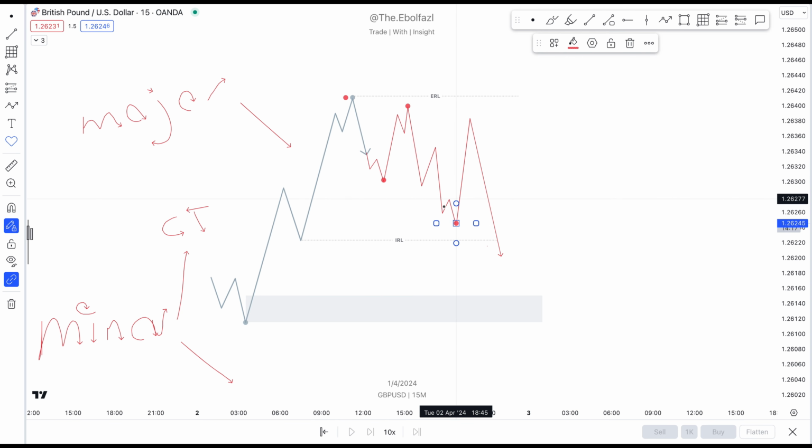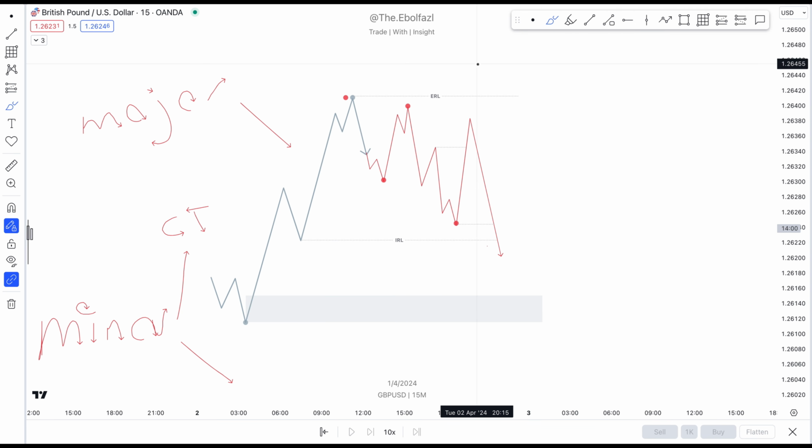So, in the new range created here, the opposite break, right? So again, internal takeout, okay? The next target is going to be the external range liquidity, right? In the low time frame, see, this cycle never ends. So you can sell from here, targeting the internal range liquidity.